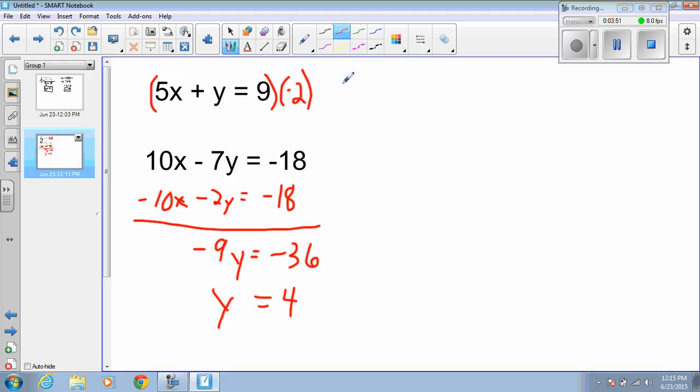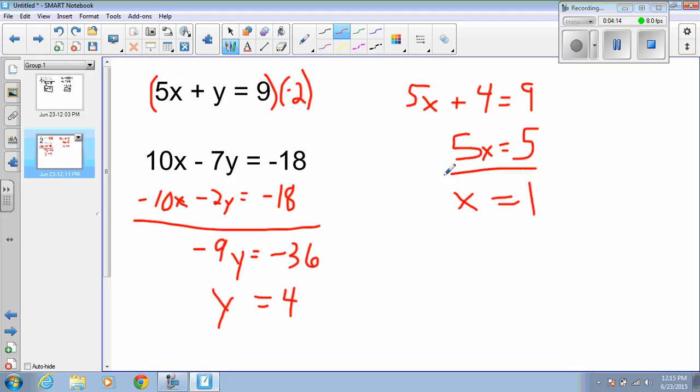And I take 4 and plug it into my original equation. 5x plus 4 equals 9. Subtract 4 from both sides, and 5x is equal to 5. Divide both sides by 5, and x is equal to 1. X is 1, y is 4 for this system of equations.